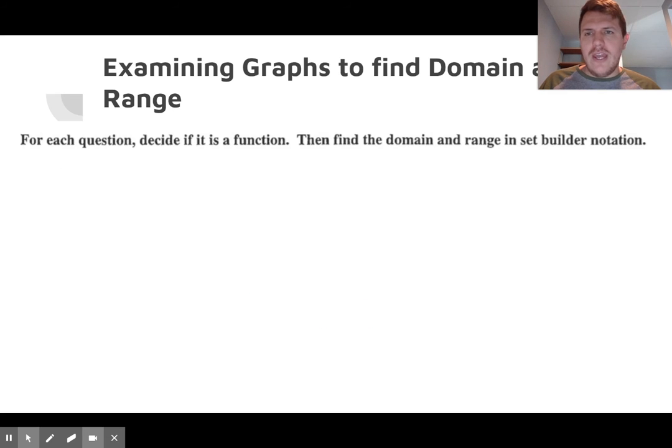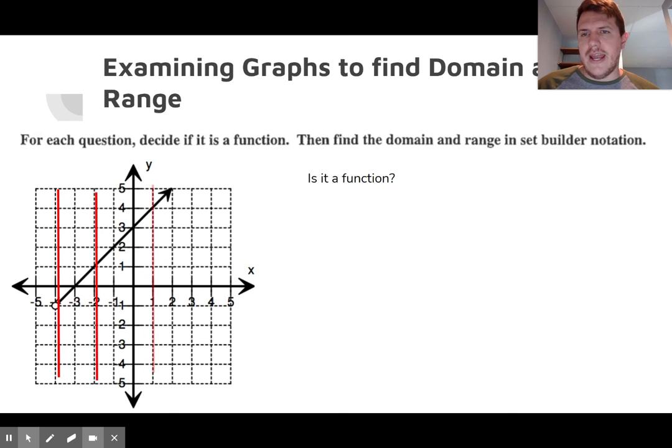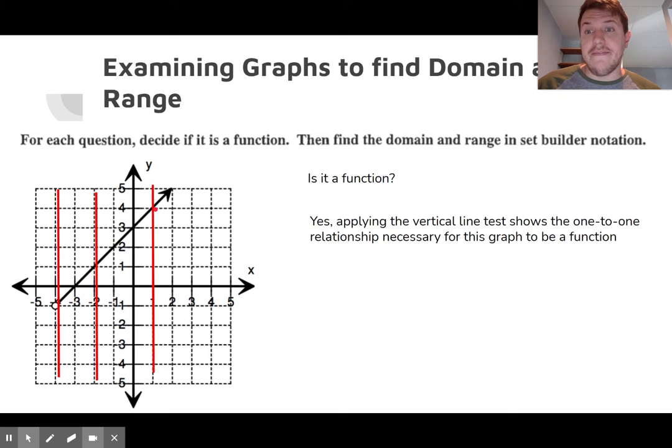Looking at another line here, this one's a little bit different. First of all, we want to determine if it's a function. In this case, applying the vertical lines, we're looking at this slanted line here. Once again, like we've seen, there is only one place where these vertical lines intersect with the graph, so it is a function. We go ahead and remove these so we have a little bit more room.